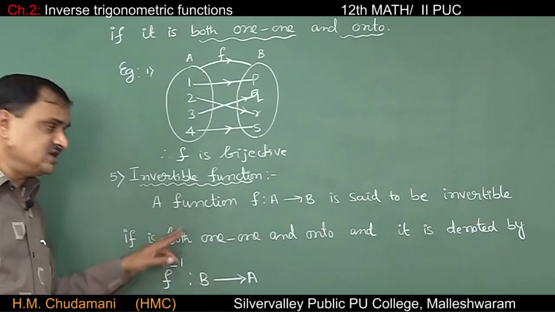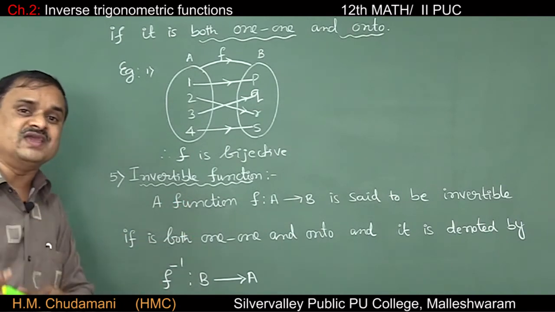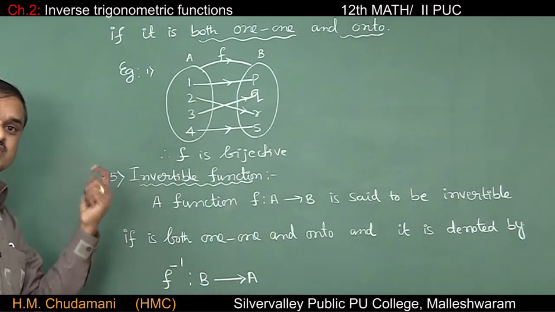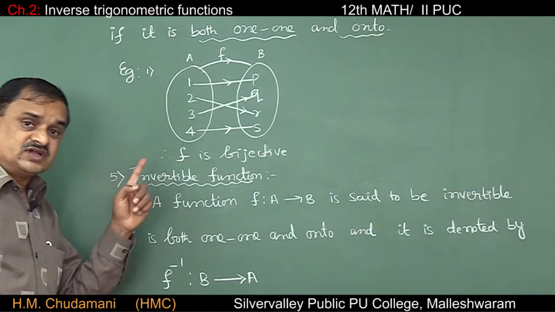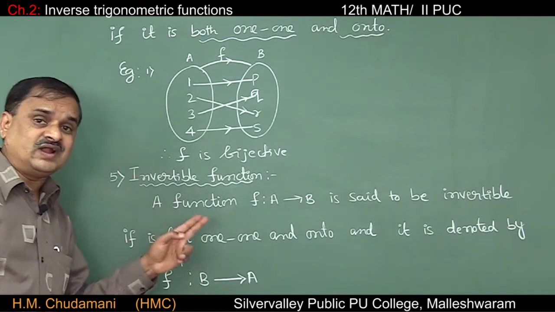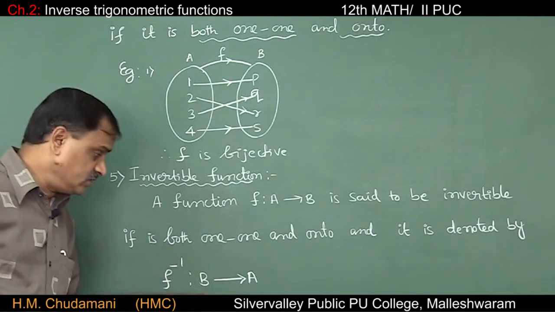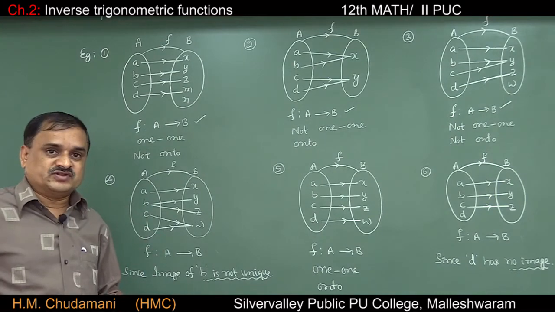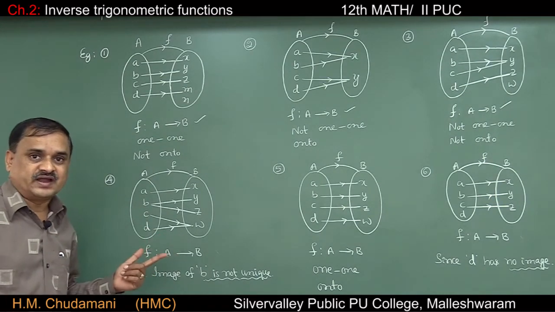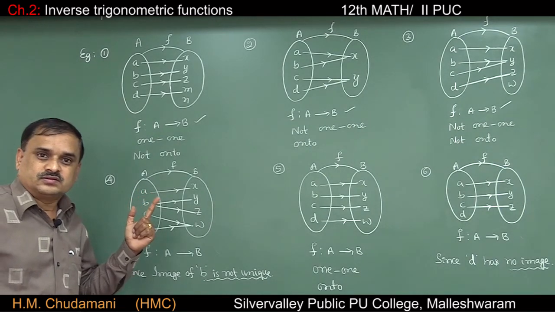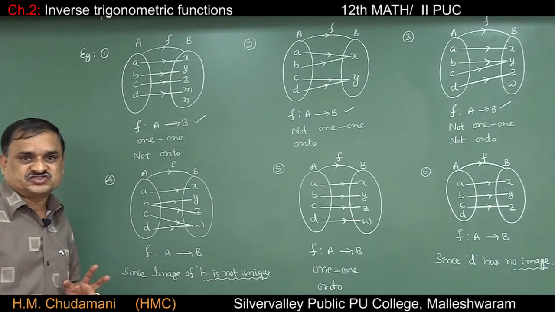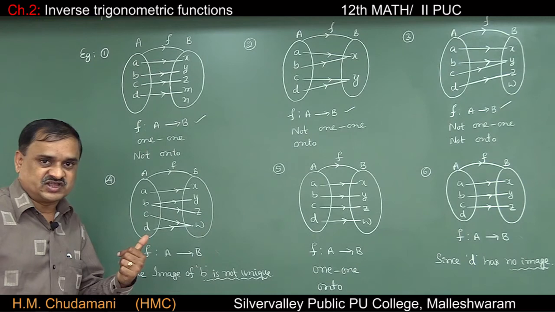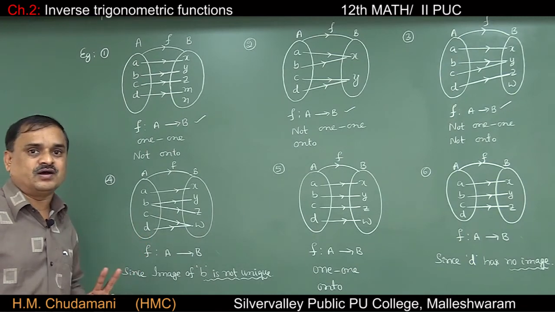So to get the condition for a function to be invertible: f from A to B is a function, so B to A should also be a function. That is possible only in case of one-one and onto. If it is both one-one and onto, then only the inverse of the function exists. Let us take a few more examples to understand whether the inverse of the function exists or not. f inverse exists means it should be bijective. Bijective means it should be both one-one and onto.